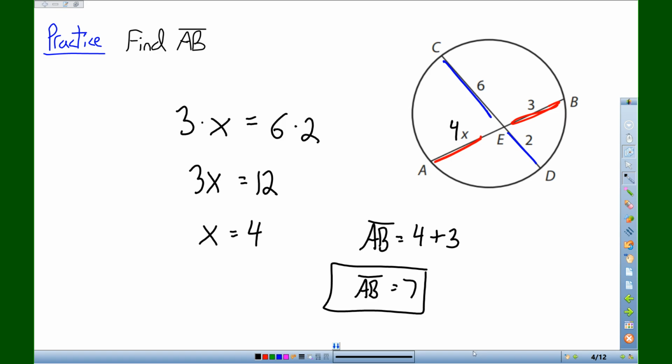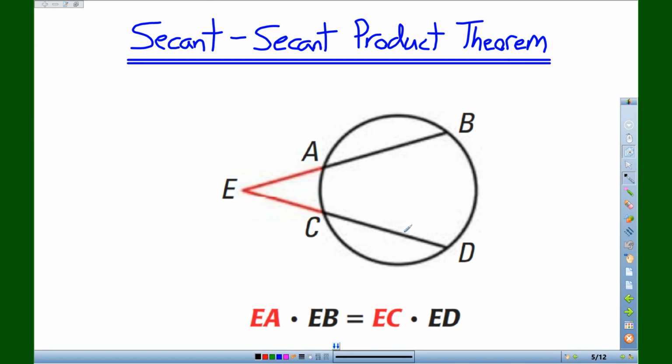Okay, so that's the chord product theorem. Pretty straightforward idea. Okay, so we're going to move on to our next theorem, which is called the secant product theorem. Go ahead, take a minute, copy this, and I'll explain it.